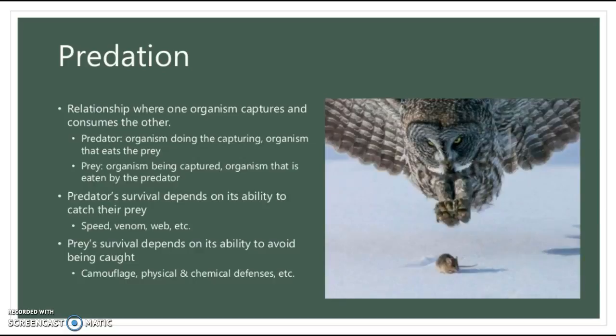The first relationship is predation. This one you might be familiar with. Predation is a symbiotic relationship where one organism captures and consumes the other. In this type of relationship, there are 2 different organisms. The first is the predator, which is the organism doing the capturing, or the organism that eats the prey. And then you have the prey, which is the organism that is being captured, or the organism that is eaten by the predator. In this type of relationship, the predator's survival depends on its ability to catch their prey. If they don't catch their prey, they don't get to eat. If they don't get to eat, they won't be able to survive.